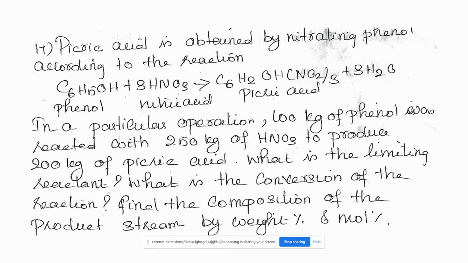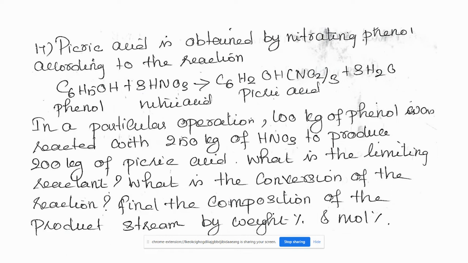So what is given here is a nitration reaction, that is phenol reacts with nitric acid to give picric acid and water. So here the quantity of the phenol, nitric acid and picric acid is being given. The phenol quantity is given as 100 kgs and the nitric acid quantity is given as 250 kgs, and then the picric acid produced is given as 200 kgs.